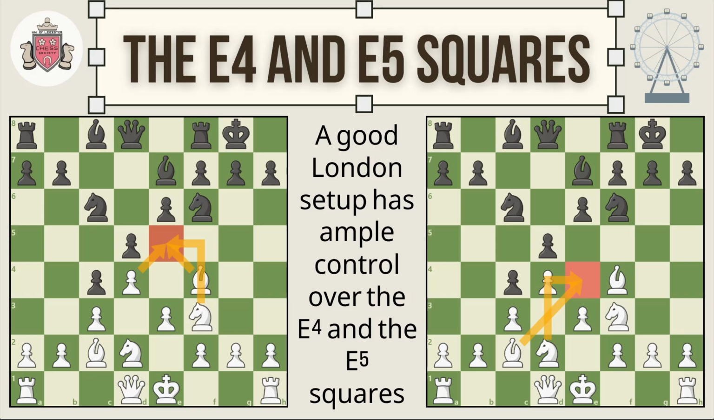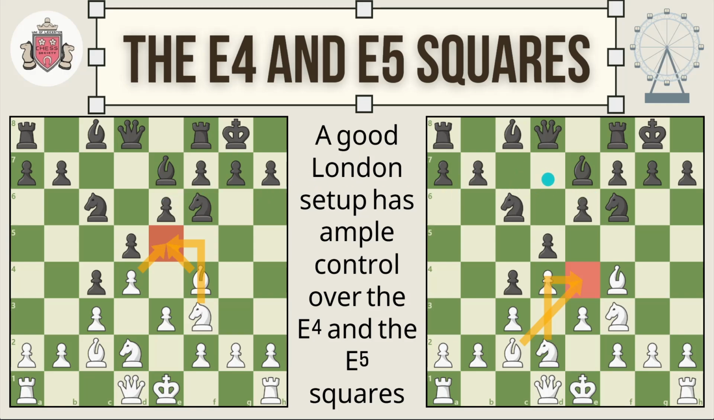Another really important thing that you need to know about the London system is that your control over the e4 and e5 squares determines how good your position is. Remember I talked last week about controlling the center, right? So we put our pawns first into the center, and then we bring our pieces behind the pawns to control the center. And trying to figure out how well controlled the e4 and e5 squares are determines how good your position is. So I've got two really good examples of positions.